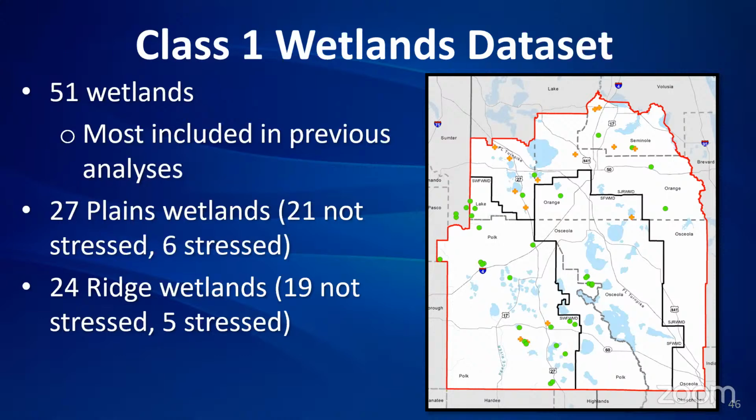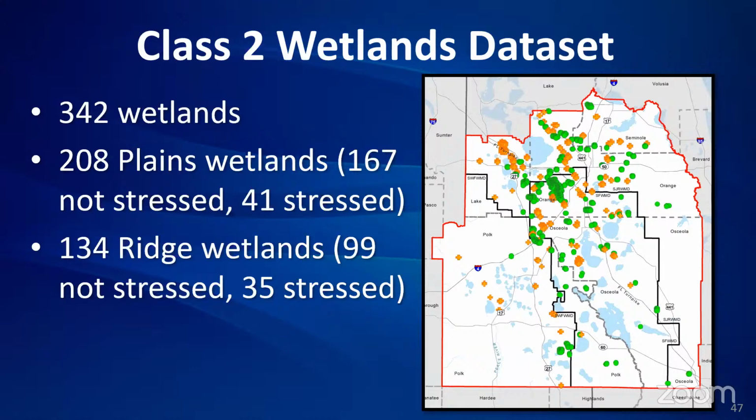This is fairly similar in numbers to the data sets that were used for the analyses supporting the 2015 and 2020 Regional Water Supply Plans, and includes most of the sites that were used in previous analyses. The Class 2 wetlands data set includes 27 wetlands in plain settings and 24 wetlands in ridge settings. Note that the plains and ridge wetlands are analyzed separately in our methodology because hydrologically speaking, they generally behave very differently.